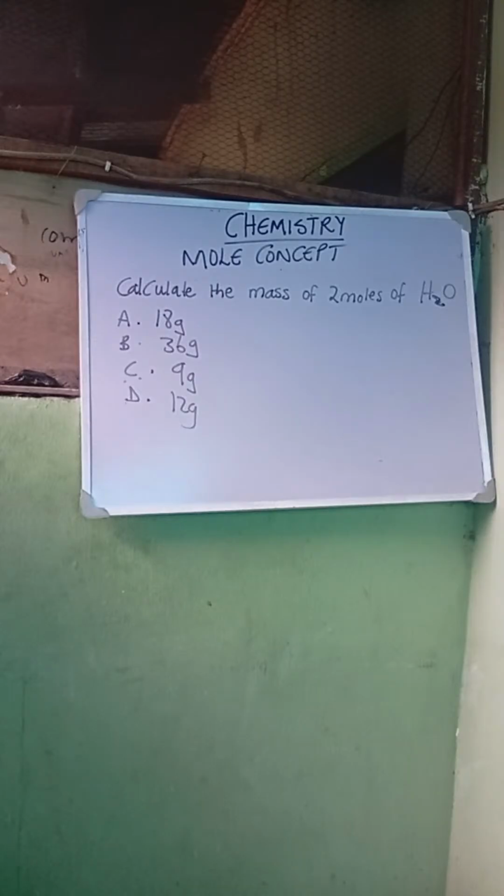Calculate the mass of 2 moles of water, using the formula that mass number equals what? Number of moles times molar mass.